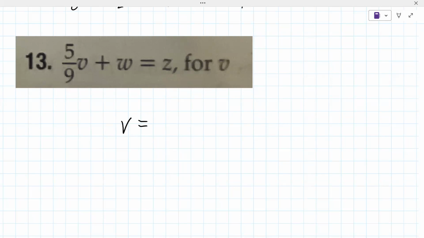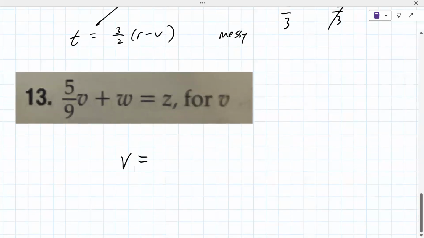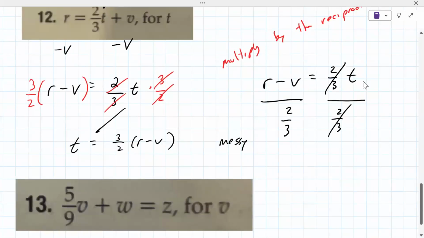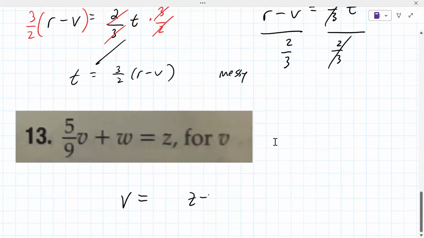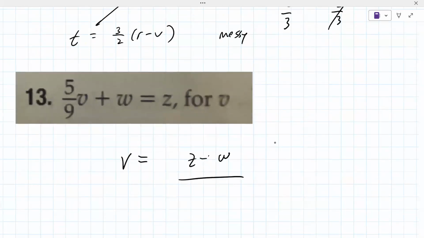So I got the answer, but I don't know how to format it correctly. V is just equal to Z minus W divided by 5/9. Okay, so you did exactly what I said not to do. You can't do that. Like, you can, but it's not correct. You would not get the full thing.